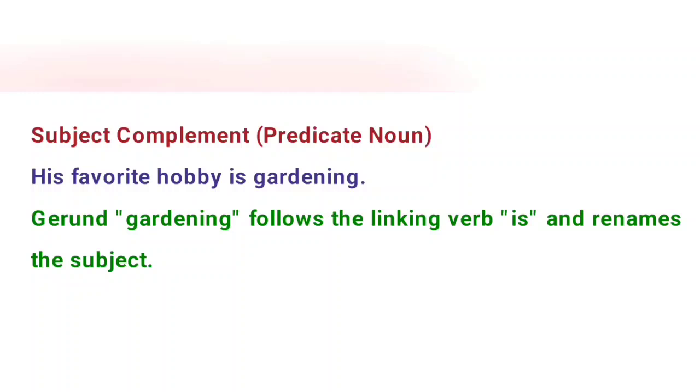A gerund also works as a subject complement that renames the noun. For example, here, his favorite hobby is gardening. In this sentence, the gerund gardening follows the linking verb is and renames the subject.